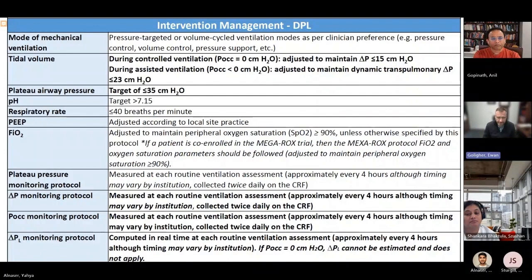So there are a couple of differences in this arm. The driving pressure should be assessed at each routine ventilation assessment because you're using the driving pressure to set the ventilator. The POC should be measured at each routine ventilation assessment as well. Again, we're only recording these values twice a day in the CRF, but in this arm, we want to monitor these values routinely because we're using them to set the ventilator. And then the lung distending pressure is computed at each routine ventilation assessment using the app, and that is used to guide mechanical ventilation.